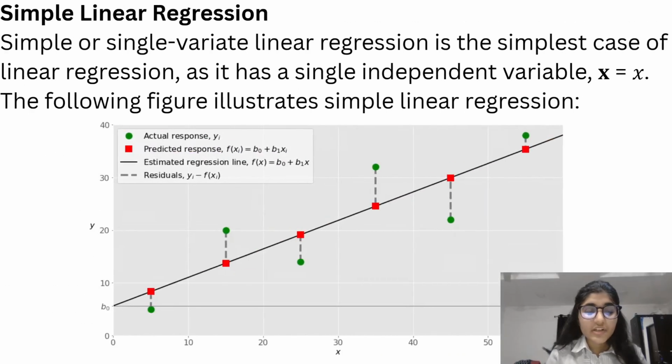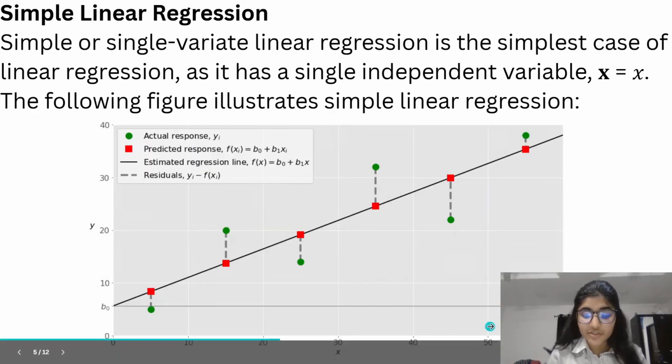Then, simple linear regression. Simple or single-variate linear regression is the simplest case of linear regression as it has a single independent variable, that is, x equals x. The following figure illustrates simple linear regression. So you can see this figure of simple linear regression.